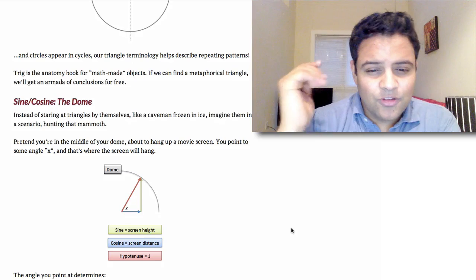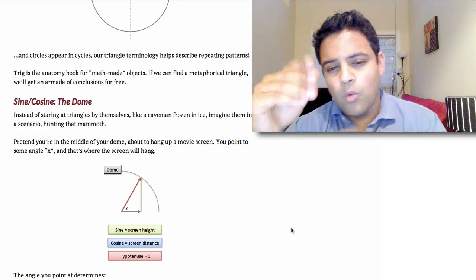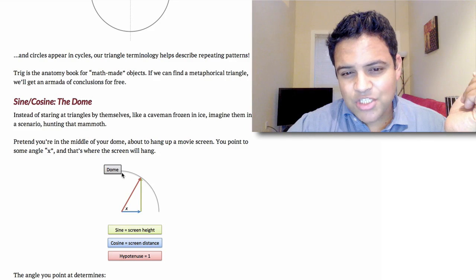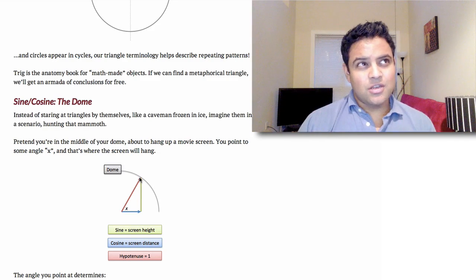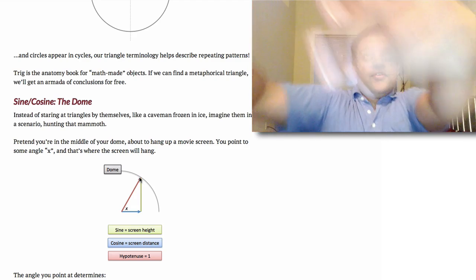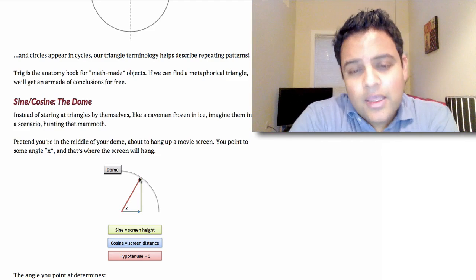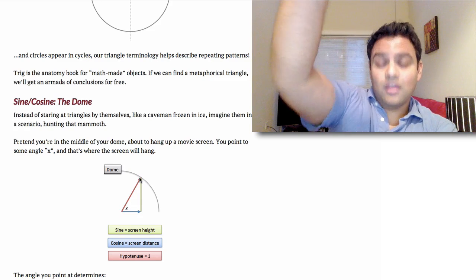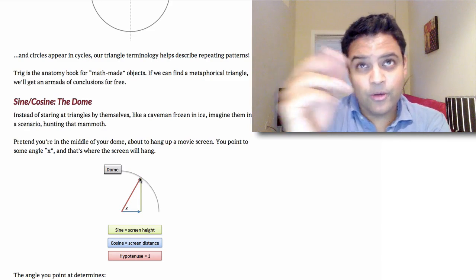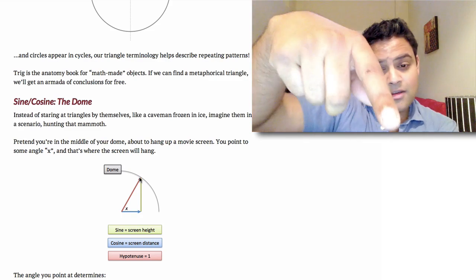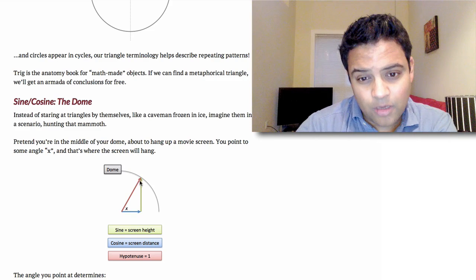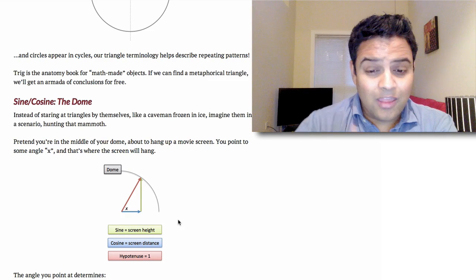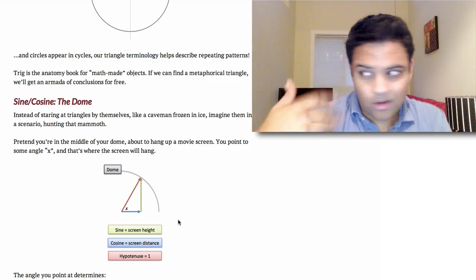The key analogy that I like to use is I like to imagine a dome, a wall, and a ceiling. So let's start with the dome. If you have a triangle, you can imagine it being part of this larger dome. So imagine you're in the center of a dome. You have this arc going around you, and let's say you just want to hang up a movie screen. Now, depending on where you point to hang it up, you'll have actually two facts about it. You'll have the height of the movie screen at that height, and also the distance to it. So if I point up here, the movie screen would have a certain height, and there'd be a certain distance away. And the height, we just call it the sine, just like another name of the body part.